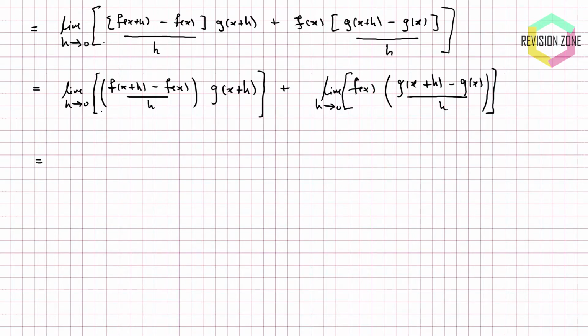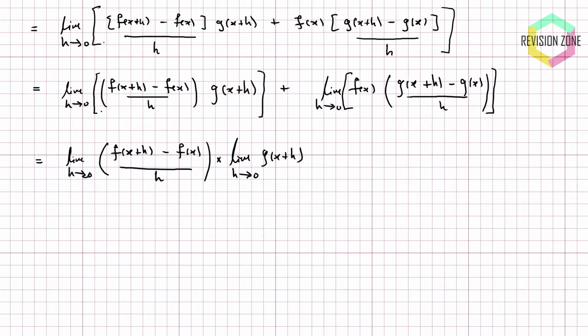So if I write that down, I'm going to say the limit as h tends to 0 of f of x plus h minus f of x over h, multiplied by the limit as h tends to 0 of g of x plus h. Now, the reason why this multiplication is there, of course, is because there's a multiplication there which we don't normally write down, but I've written it explicitly because limits are involved.